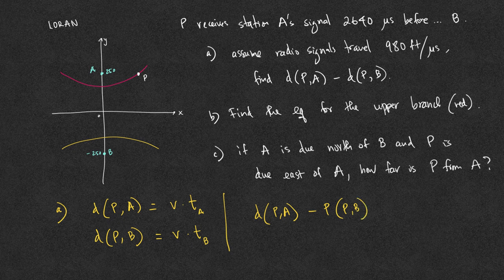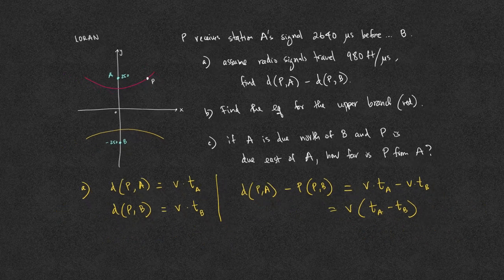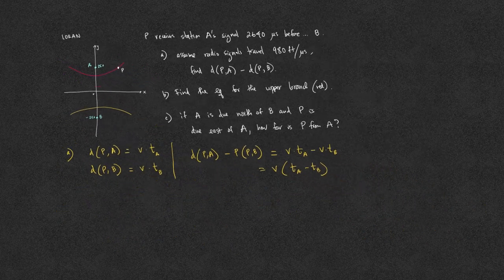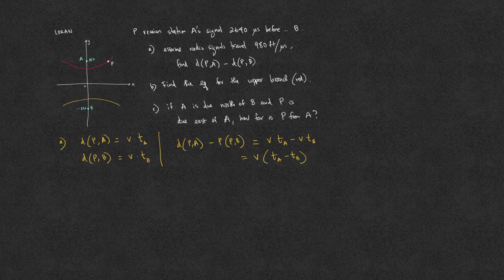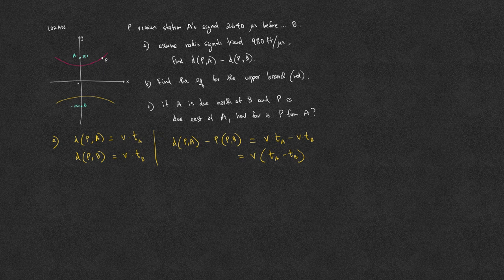If we take the difference between the two, we have V times TA minus V times TB, and this is V times the quantity TA minus TB. We don't have TA and we don't have TB, the time that the signal travels from station A to P and station B to P, but what we have is the difference between the times.